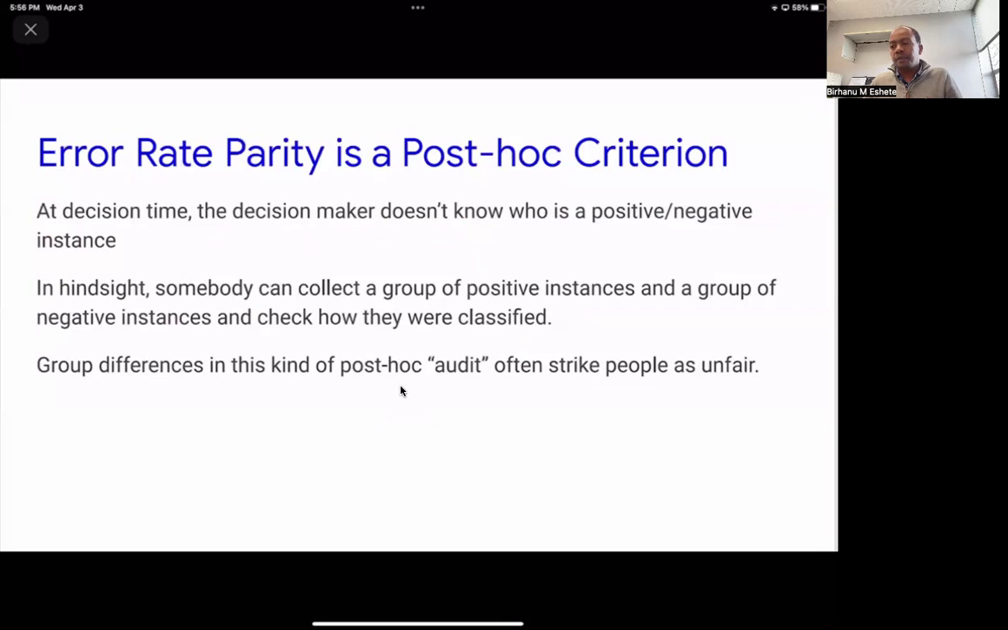Interestingly, error rate parity is what we call a post hoc criterion, right? So you're going to constrain this on top of, when you compute the outcome and look at false positive rate and false negative rate. So at decision time, the decision maker really doesn't know who is a false positive, who is a positive and negative instance, right? So in retrospect, somebody can collect a group of positive instances and a group of negative instances and check how they were classified just to debug whether this is working or not.